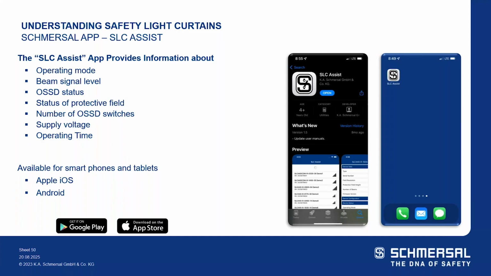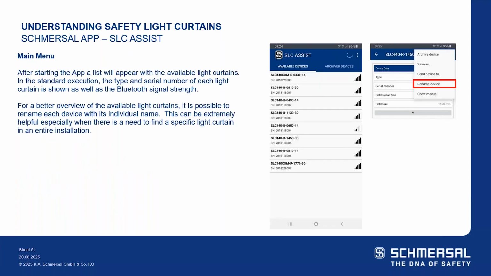Most phones and tablets should be able to download the SLC Assist app in the appropriate store. And it's really neat. There's a main menu. So as soon as you turn on your app, it will give you a listing of all the light curtains that are available for you to look at.